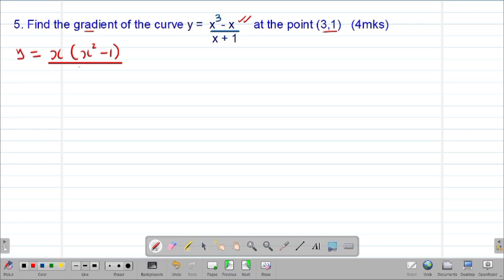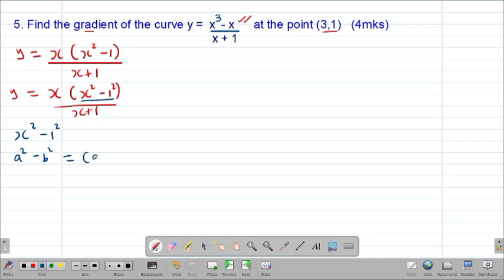Then of course, this will be divided by x plus 1. So I can rewrite this as y is equals to x, then into x squared, then minus 1. 1 is the same as saying 1 squared, then divided by x plus 1. I'm writing it as 1 squared because I want to introduce the property of the difference of two squares. So considering this part, that is x squared minus 1 squared, these are difference of two squares, which is a squared minus b squared. Remember, this one is always equal to a plus b, then multiplied by a minus b.